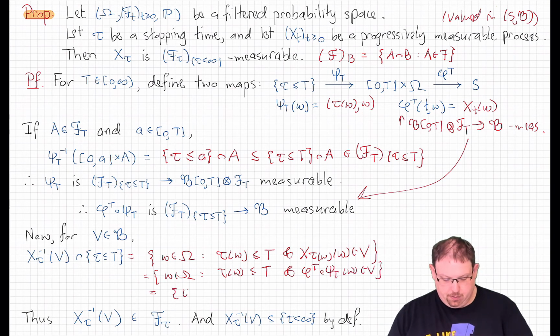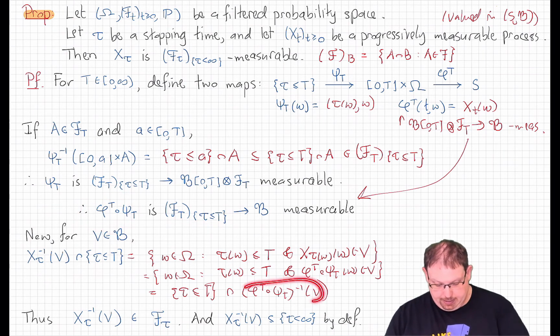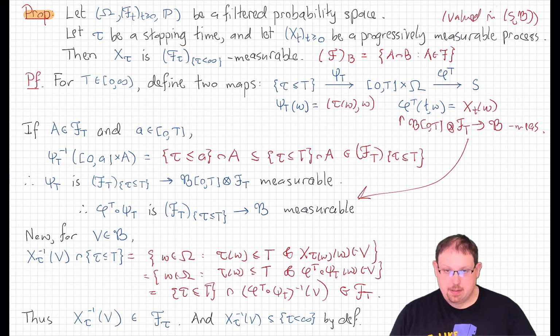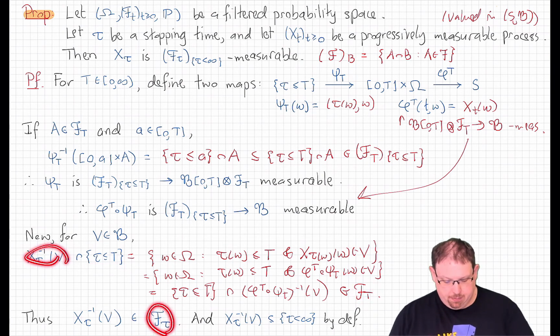And that's the intersection of the event that tau is less than or equal to t with the preimage of that composition on V. We just showed that this map is measurable into here, which tells us that this is in F_t, and of course so is this, since tau is a stopping time, and so this is in F_t. That is to say, for every time t, this event intersected with the event that tau is less than or equal to t is in F_t. That's what it means for this event to be F_tau measurable.